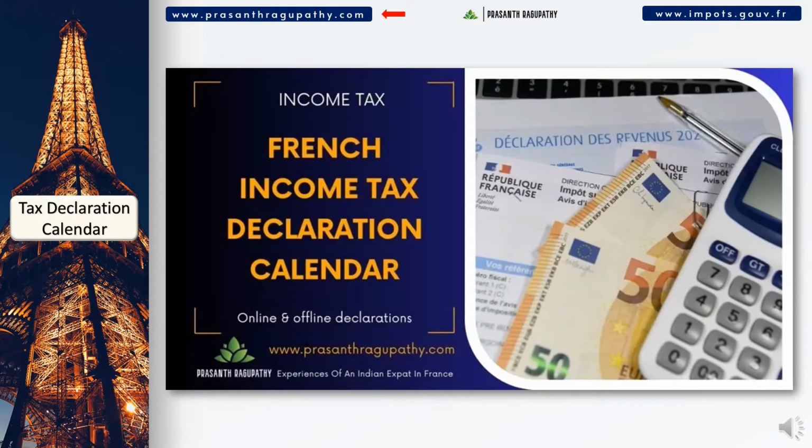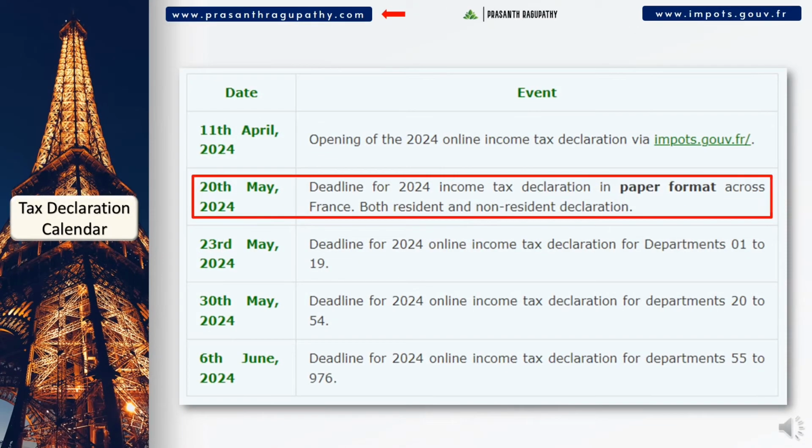First, let me remind you of the various income tax declaration deadlines applicable depending on your postal codes. For offline paper declarations, the last date to submit the income tax declaration is 20th May 2024 for everyone. If you can do an online declaration, the deadlines are different as per your postal codes.